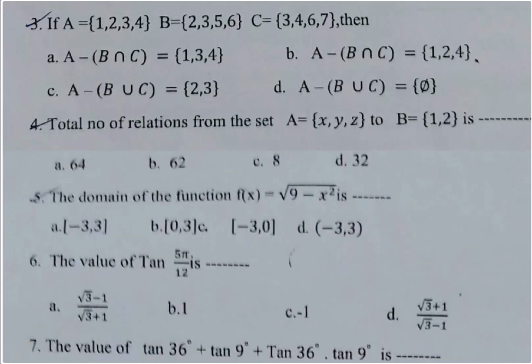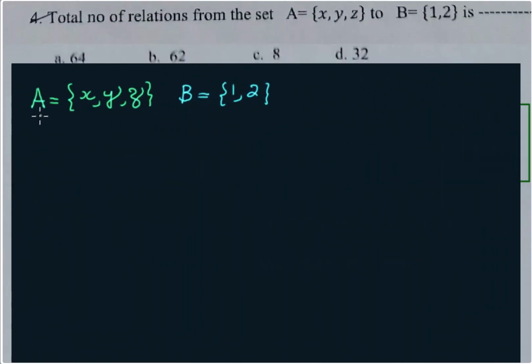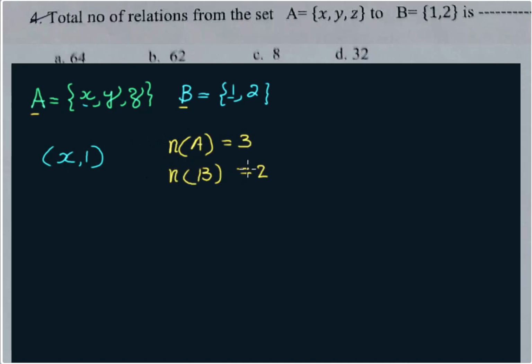Next, we need to find the total number of relations from the set A, which is given as {x, y, z}, to set B, {1, 2}. We have 2 sets here, namely A and B. Suppose we take a pair of elements, first say x from A and the second one 1 from B. We write it as ordered pair (x, 1). Since there are 3 elements in A and 2 elements in B, we can form a total of 3 times 2, that is 6 such pairs using A and B.